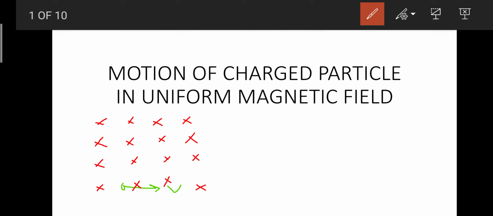So here I'm going to draw a magnetic field, and I'm going to release a charged particle in that magnetic field. As you can see, we have a uniform magnetic field which is directed into the page, and there is a charged particle having q magnitude, and it is released in this particular magnetic field.